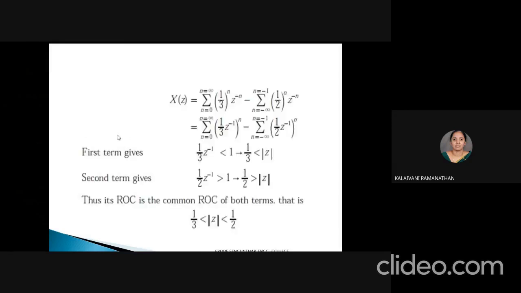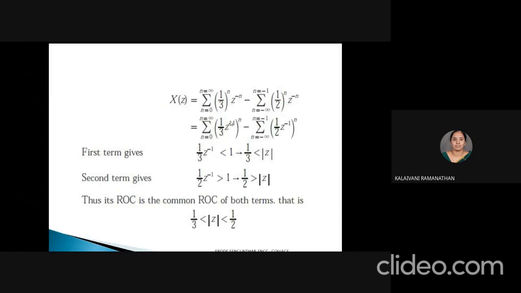So for that, you have to remember the definition of x of z: summation n equal to minus infinity to infinity, x of n z power minus n. So instead of x of n, you have 1 by 3 whole power n, u of n. So for u of n, you have substituted 1 and changed the limits as 0 to infinity. Similarly, this term is 1 by 2 whole power n, u of minus n minus 1. So you provide the limit as minus infinity to minus 1. And then you have to bring n as common.